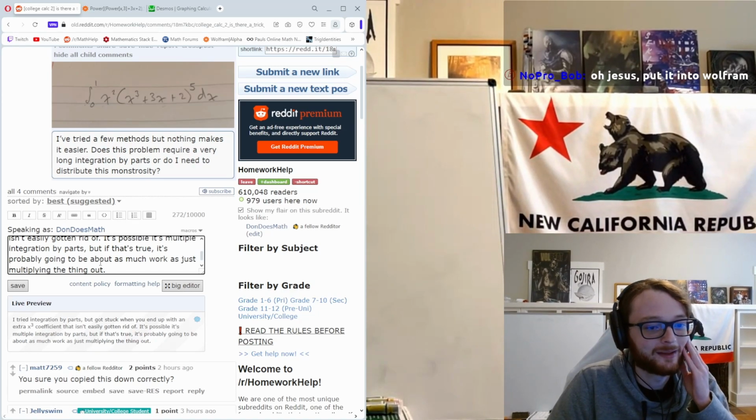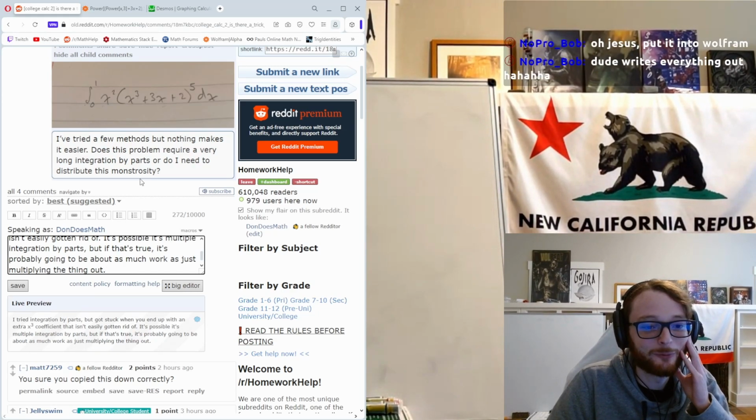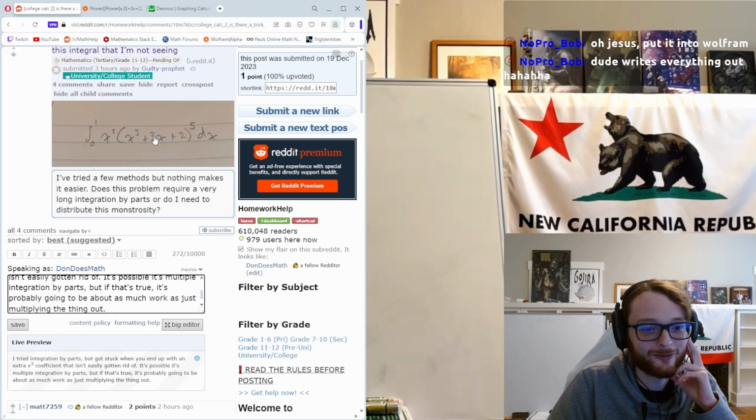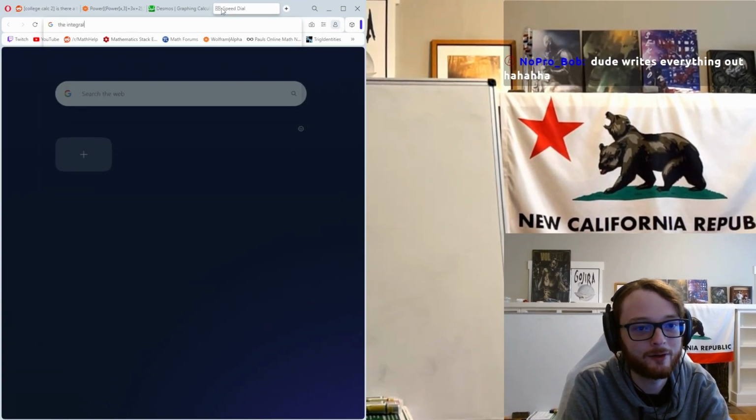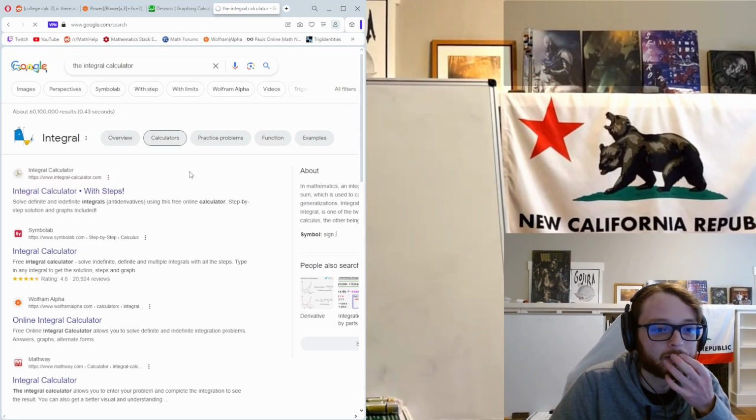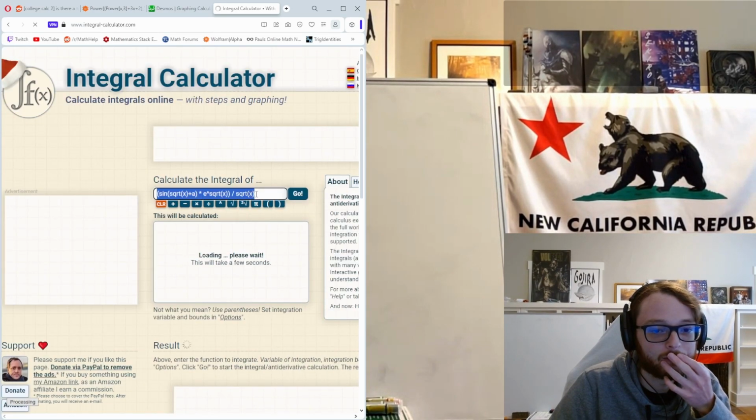Put into Wolfram? Yeah, Wolfram just does it the Chad way of multiplying it out. And honestly, it's such a stupid problem that I wouldn't blame the student for just Wolframing it. There's what's called the integral calculator. Let's see if this uses a different technique.